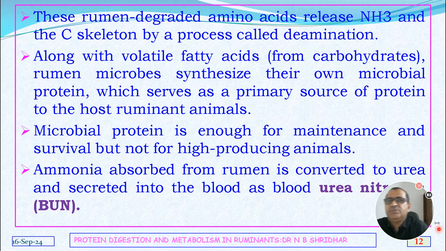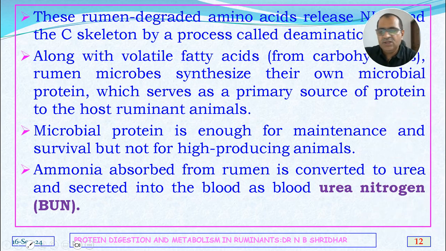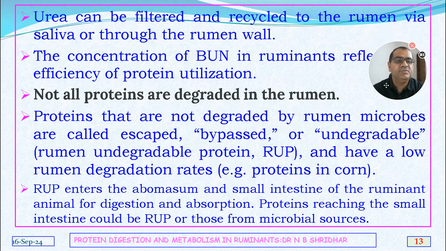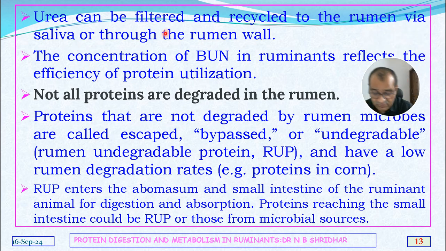So the deficiency of protein takes place, and especially in the case of high producing animals, we need to supplement with cakes. That is a must. Whereas the ammonia absorbed from the rumen is converted to urea, and the urea is secreted into the blood as blood urea nitrogen, or BUN. Ammonia absorbed from the rumen is converted to urea, then secreted into the blood, and blood urea nitrogen is formed.